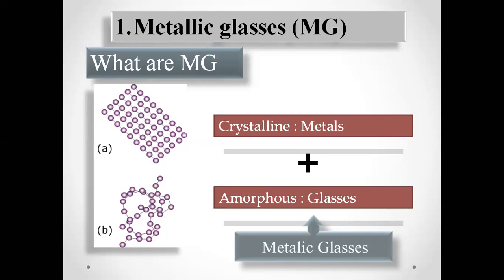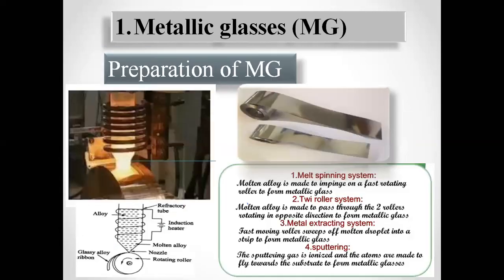Okay, so which has both the advantageous properties of crystalline materials and amorphous materials. Those materials are called metallic glasses. Now let's see how these materials are prepared. As I said before, you should know about the preparation method. Metallic glasses can be prepared by different methods.